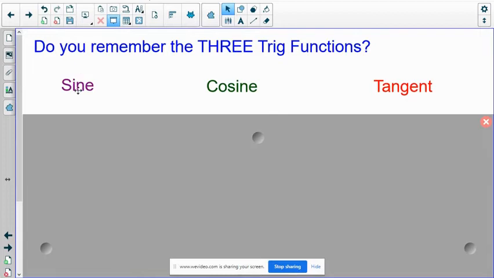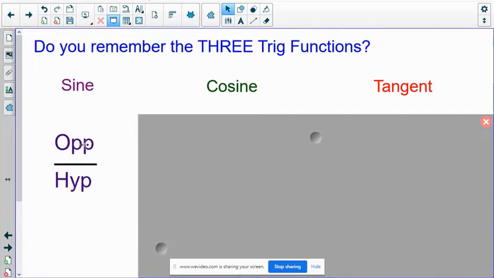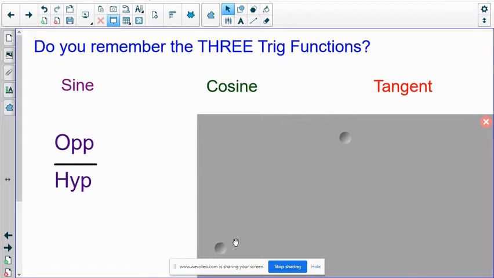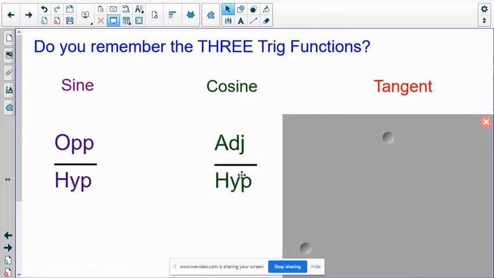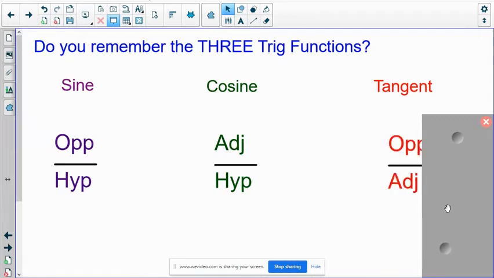So we have to remember sine, cosine, and tangent. There was that little phrase called SOHCAHTOA to help you remember it. The sine is the opposite over the hypotenuse. The cosine is the adjacent over the hypotenuse. And the tangent is the opposite over adjacent. You might want to pause the video and write that down somewhere, or write down SOHCAHTOA, because you need to understand what those mean.